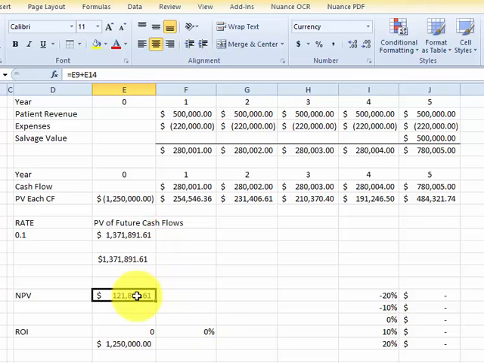So simply, this number here is our net present value: our 1.25 million going out the door, our present value of our future cash flows of 1.37 million coming in, and our net present value of $121,891. Okay, but Chris, wait a second.